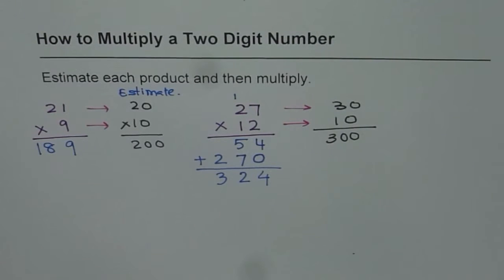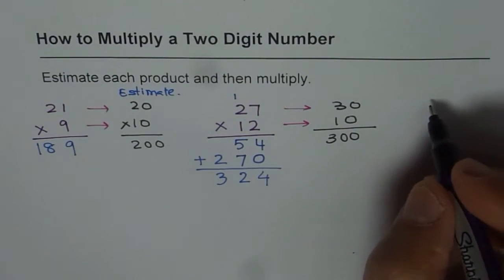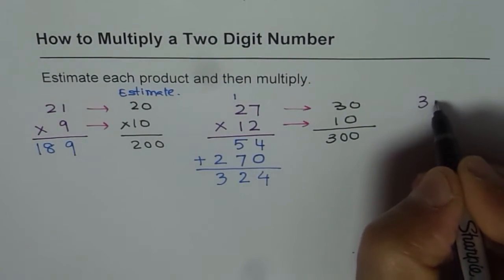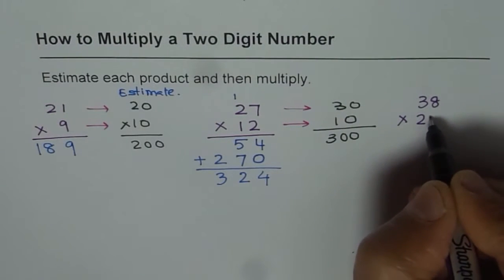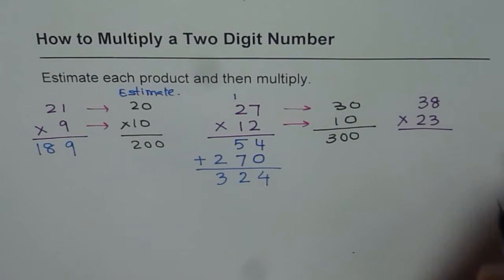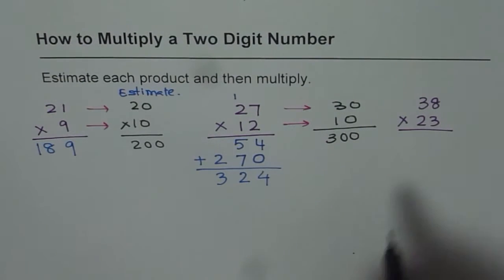I think you got an idea. So here is a practice question for you. You can do 38 times, let us say, 23, right? So first round them to whole numbers and then multiply as we did.